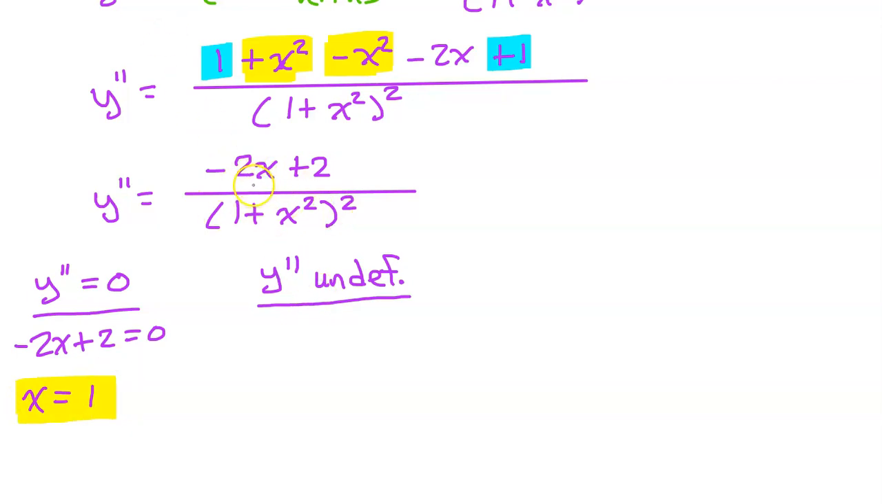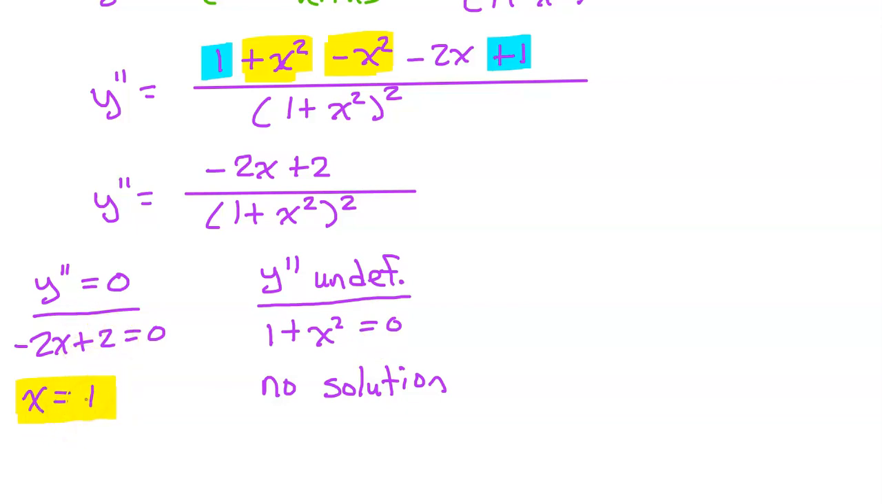This fraction will only be undefined if the denominator is equal to 0. And that will only happen if the stuff that's being squared is 0. So I can skip straight to 1 plus x squared is equal to 0. We can quickly see that this equation has no solution. If you square something, you get a positive value. If you add 1 to it, you still get a positive value. There's no way you're going to get 0. So x equals 1 is the only possible location of a point of inflection.